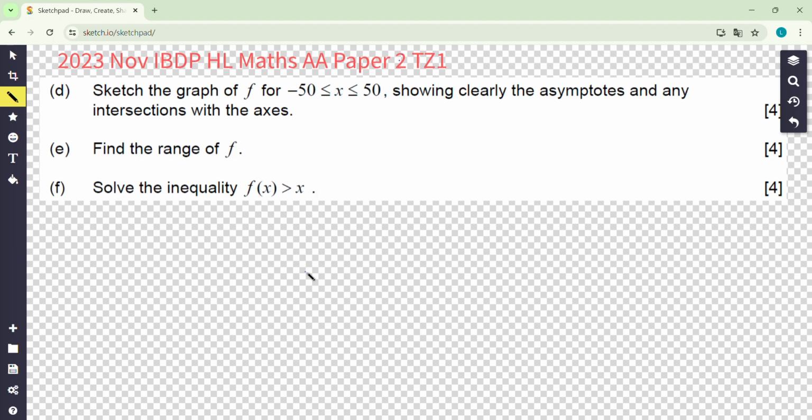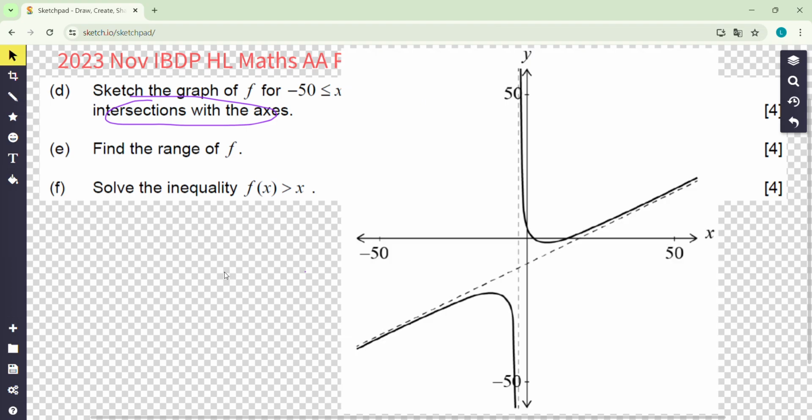Parts D to F use your calculator to get all 12 marks, so it's a good thing. Sketch it in the calculator and then copy the features. What features? Asymptotes and intersections with the axes. Okay, try to sketch it, and you should get this result. Remember, use broken lines to show all the asymptotes, and mark the intersection points with the axes.